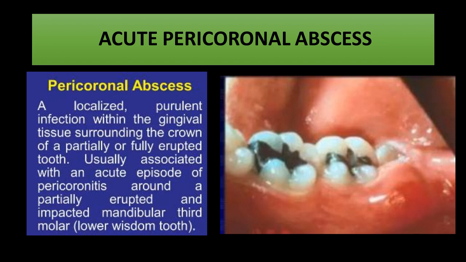Now finally we have acute pericoronal abscess, which is very, very painful. As I told you earlier, the pericoronal abscess occurs due to the presence of bacteria below here. This is the operculum. Okay, if there is accumulation of bacteria between the operculum and the crown, then this is called pericoronal abscess. Generally, it is also drained by digital pressure.